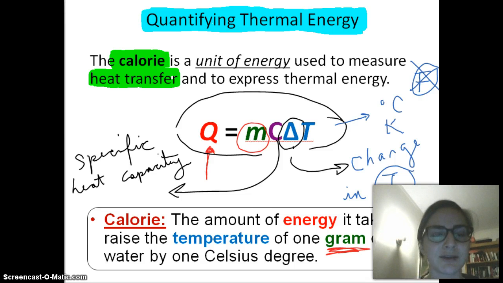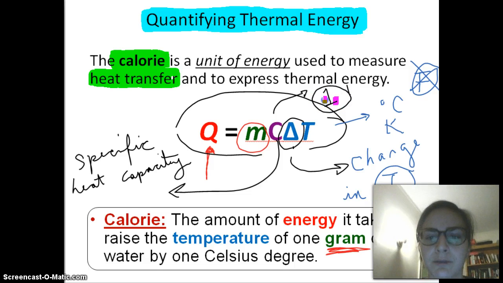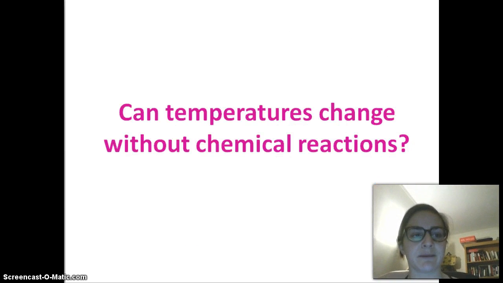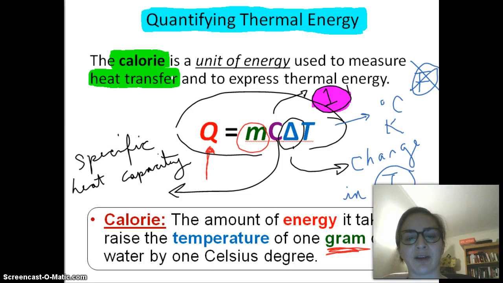What you do need to know right now is that the specific heat capacity for water is 1. So anytime we're talking about water, specific heat capacity is equal to 1. If we're talking about a substance other than water, then I will give you the specific heat capacity for that substance. Okay, so we've talked about temperature changes in chemical reactions. This formula would allow us to figure out how much thermal energy was gained or lost in a chemical reaction, so long as we had watched the temperature go up and down.